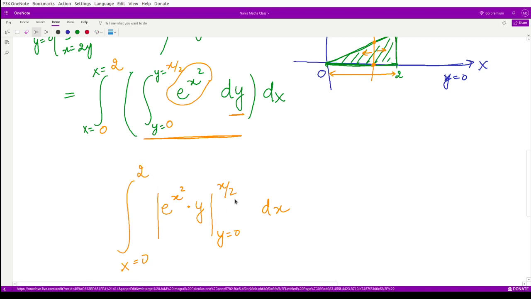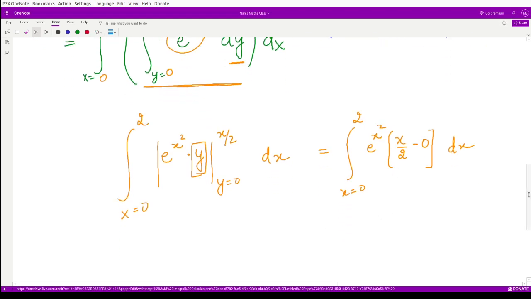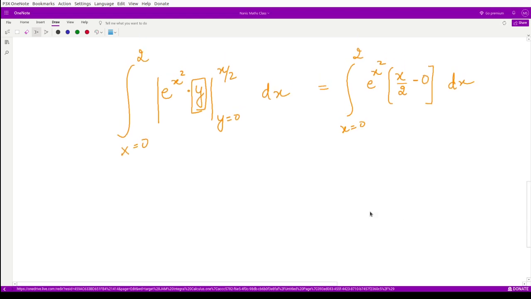Now first of all, let me substitute the limits for y. So we have these quantities as such. E to the power x square would be left as such because the limits only vary for this particular variable. So when you substitute the value of upper limit, it would be x upon 2, and when you substitute the lower limit, it would be 0. So this is equal to the integration with limits of x varying from 0 to 2, e to the power x square into x into dx.